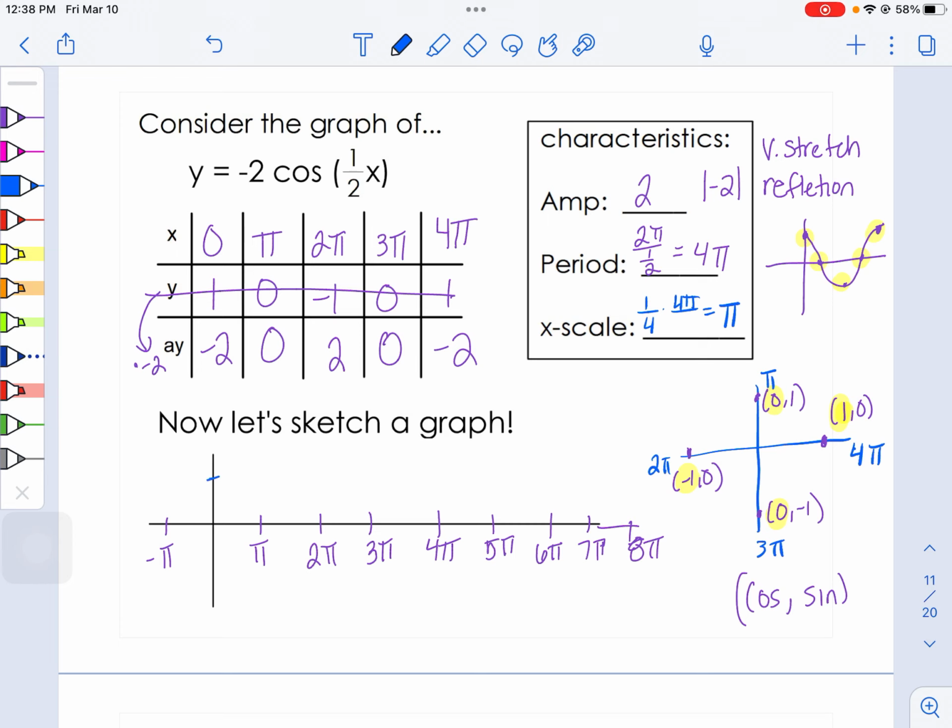My amplitude was 2, so 2, -2, and typically cosine starts at 1. This one has a reflection and an amplitude change, so now we're reflected, and we have increased our wavelength, so we're starting at -2. Then back to pi and 0, so pi, 0. And then we go to 2 pi to +2, so right here. And then 3 pi to 0. Then 4 pi back down to -2.